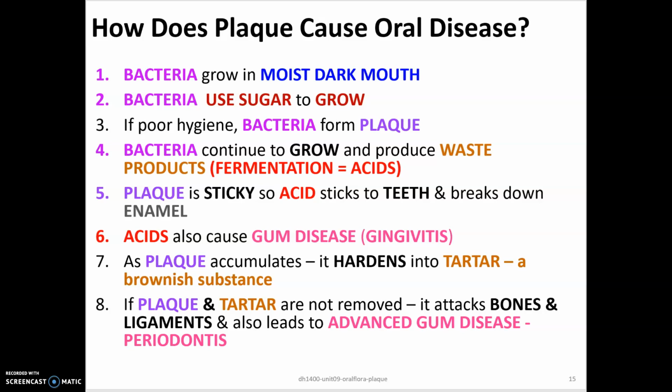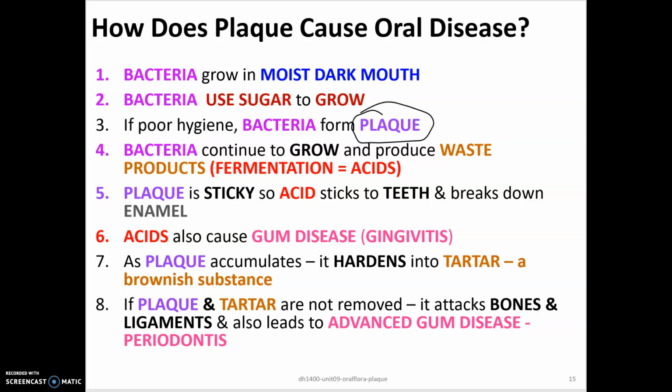When we get our bacteria, it grows in our mouth because it's got lots of food, it's got moisture, it's got sugars that they use to grow, and if we don't take care of our mouth, we have poor hygiene, then we get the formation of plaque. So we talked about that in the last video, and we know how that forms. We know a little bit about it now. So where does plaque go once it's formed?